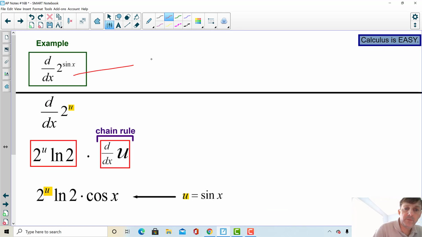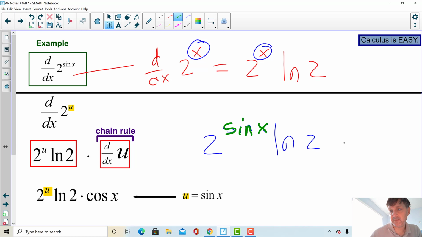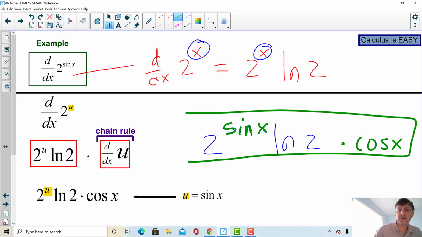Okay, remember the rule, if it was the derivative of 2 to the x, your answer would be 2 to the x ln of 2. But here, instead of an x, we have a function, so we have 2 to the sine of x. We'll go ahead and put the ln of 2, but we're going to have to do the derivative of sine of x. The derivative of sine of x is cosine of x. So we'll say times cosine of x. And that's it. That's your final answer.